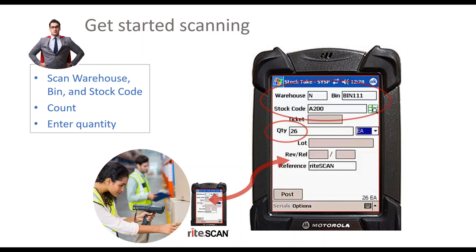So the other thing I like to talk about is the reference field at the bottom. You'll notice that that reference field is defaulted, and you can set up and configure your riteSCAN system to default that with what I prefer typically, which is riteSCAN and then the username. And what that allows you to do is you have one step further of visibility in SysPro to see specifically who performed what transaction, and that way you're ensured to know that it happened within riteSCAN as well.